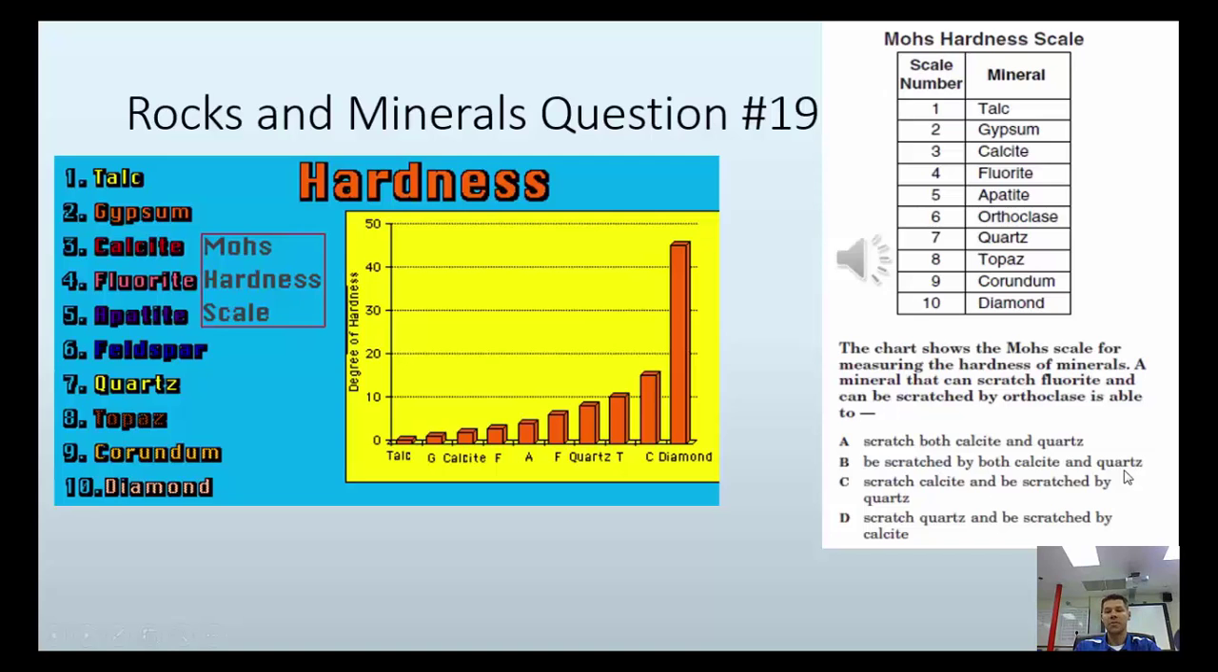Alright, so can apatite be scratched by both calcite and quartz? No, for the exact opposite reasons. Apatite could not be scratched by calcite because calcite's a softer mineral. Alright, so can apatite scratch calcite? Yes. Can it be scratched by quartz? Yes. Because apatite has a hardness of 5, it can scratch a number 3 calcite, but it would be scratched by a number 7 quartz. So our answer here is C. It's a very complicated question.